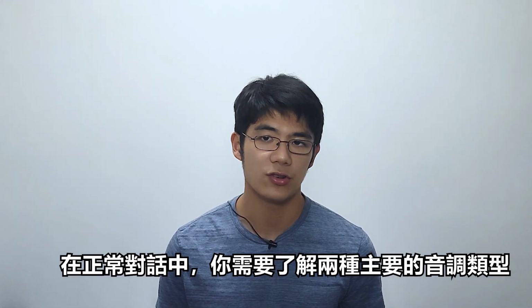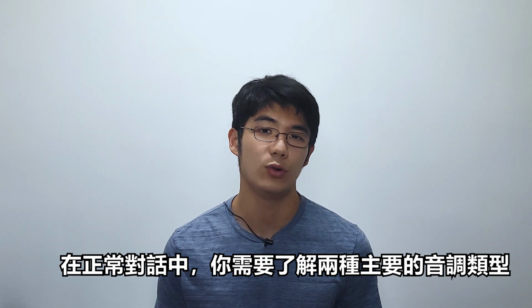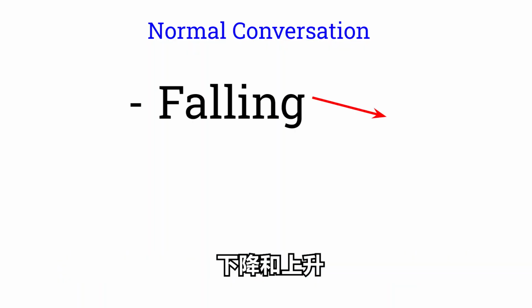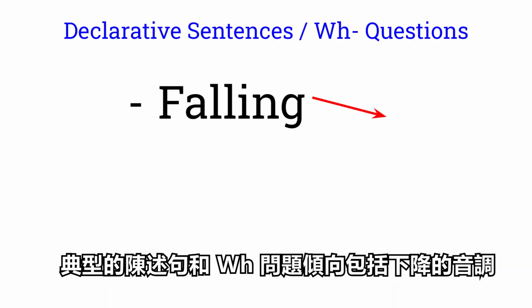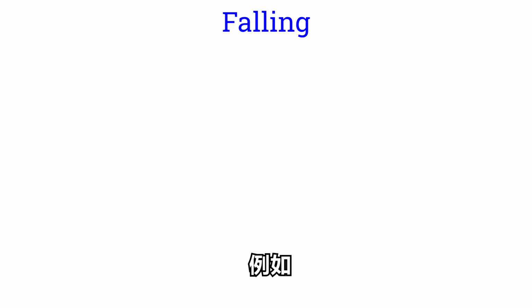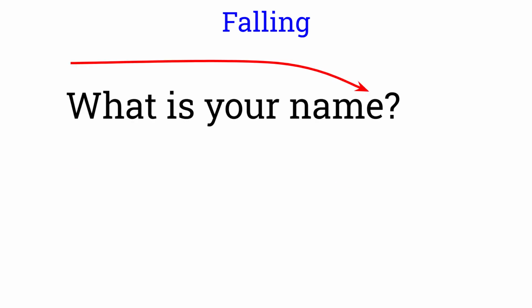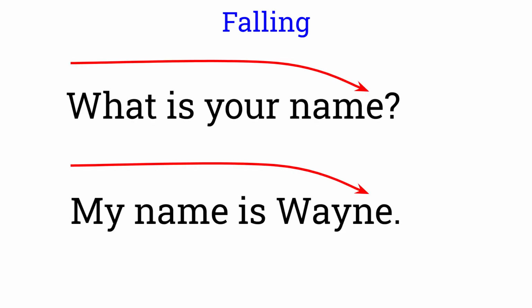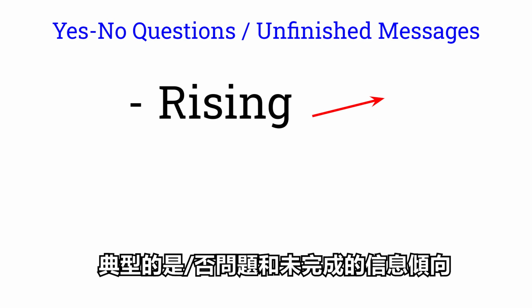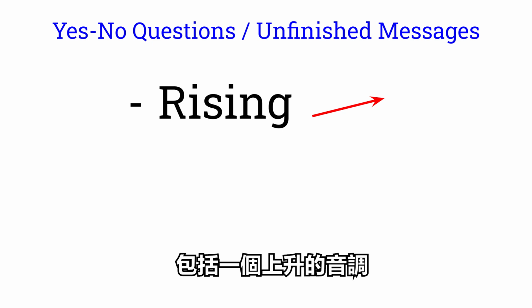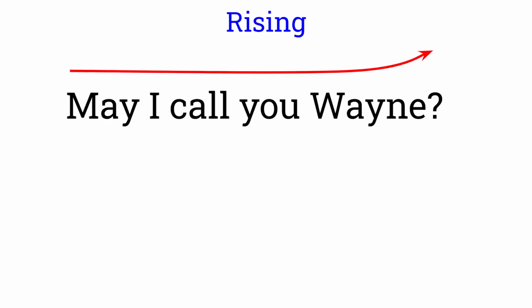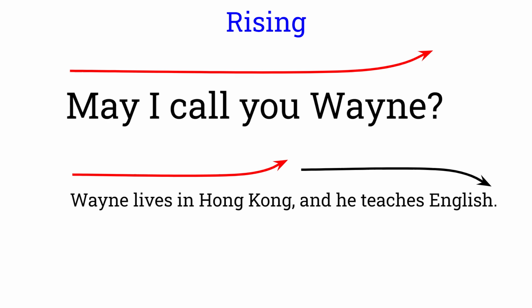In normal conversations, there are 2 main types of pitch movements you need to know: falling and rising. Typical declarative sentences and WH questions tend to include a falling pitch movement. For example, what is your name? My name is Wayne. Typical yes/no questions and unfinished message in tone units tend to include a rising pitch movement. For example, may I call you Wayne? Wayne lives in Hong Kong and he teaches English.